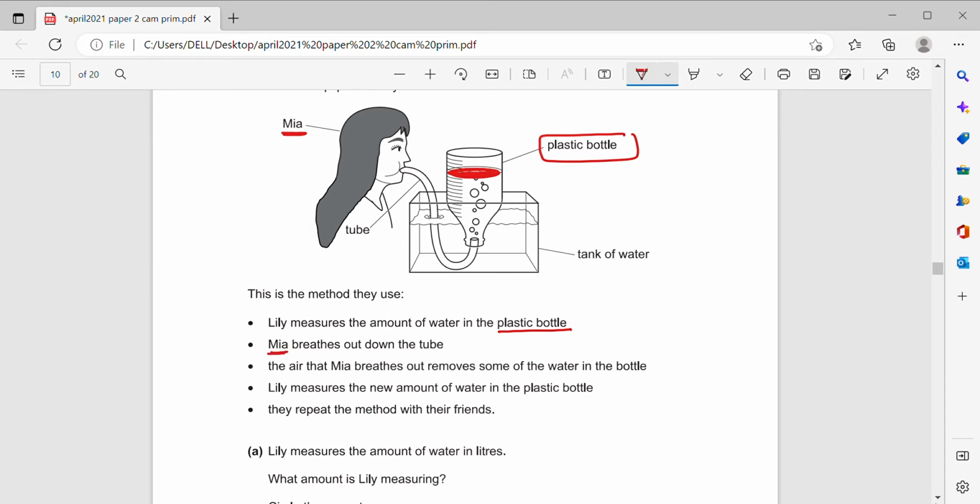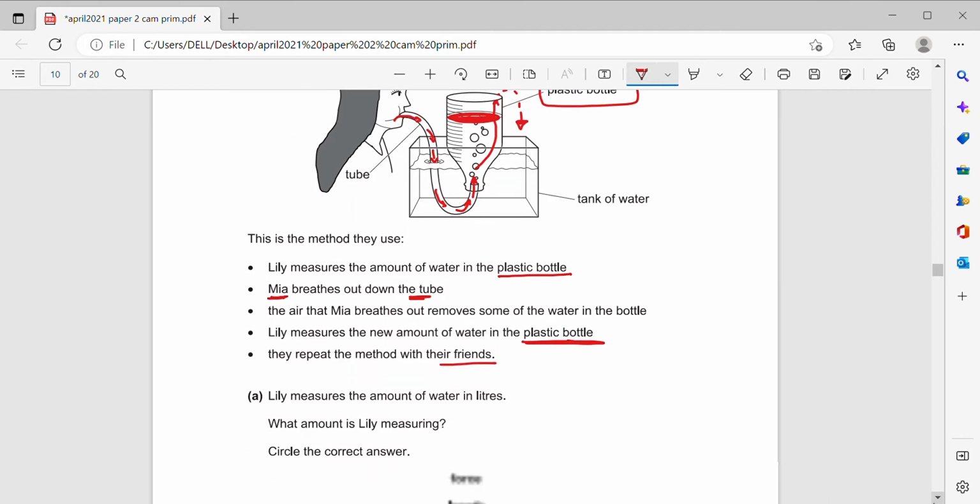Mia breathes out. يبقى Mia breathes out down the tube. The air that Mia breathes out removes some of the water in the bottle. يبقى she is breathing out, so she will push some of the water out. Lily measures the new amount of water in the plastic bottle. They repeat the method with their friends.